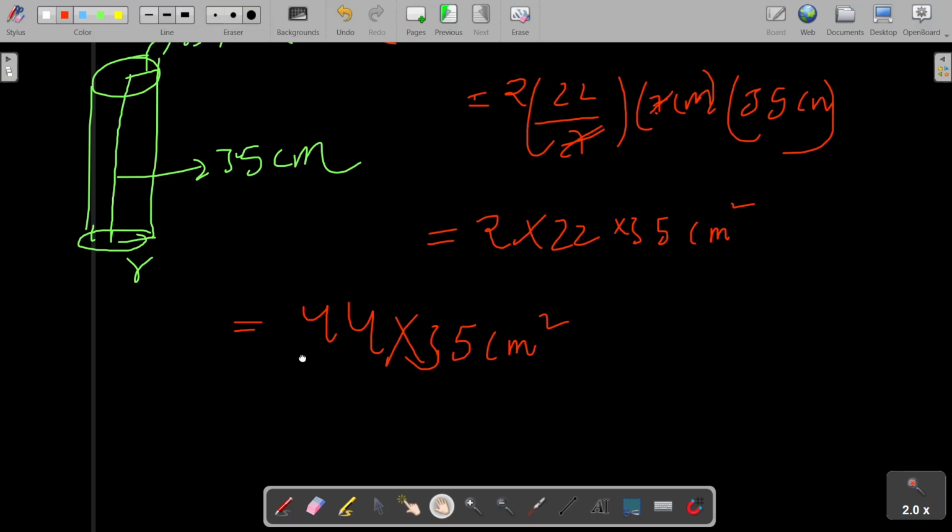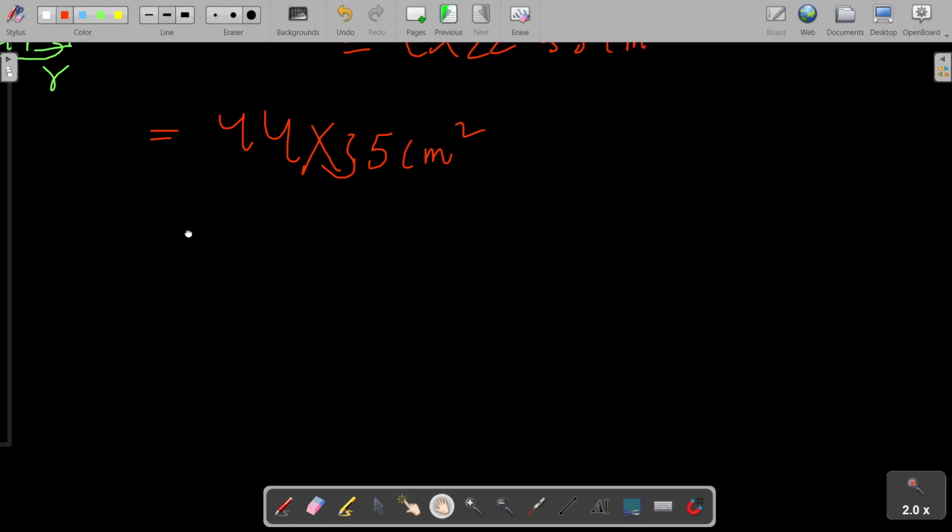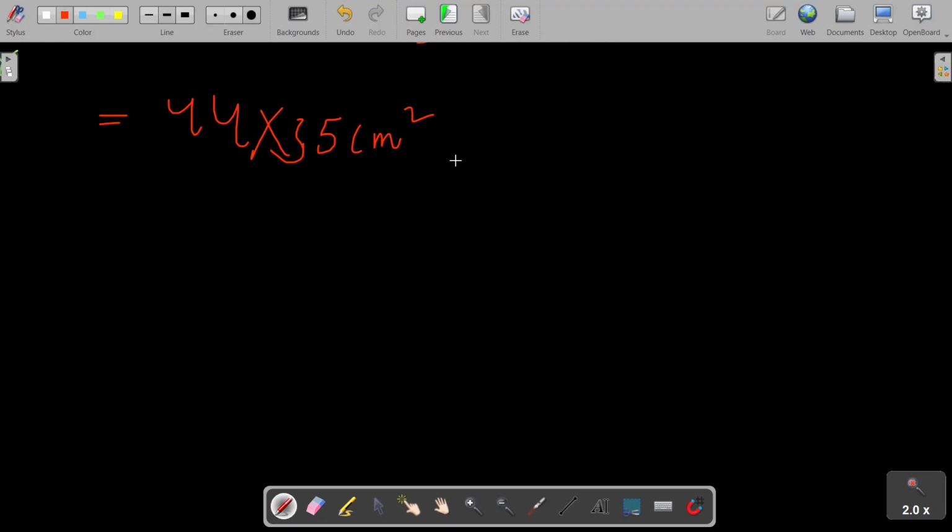Remember, we are calculating for one cylinder only. We need to multiply it by 100 after getting this answer. This is for one cylinder only. 4 times 5 is 20. 4 times 3 is 12 plus 2 is 14. 4 times 5 is 20. 20 and 14 is 34. 34.